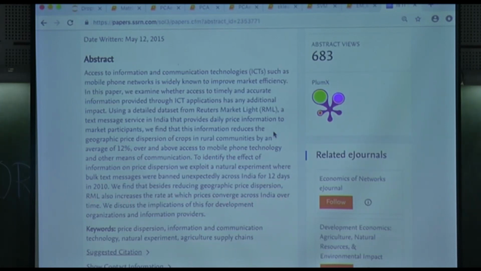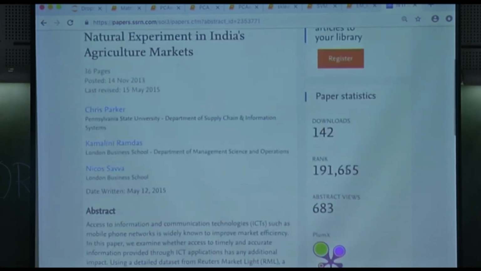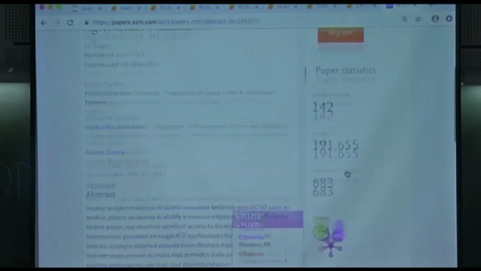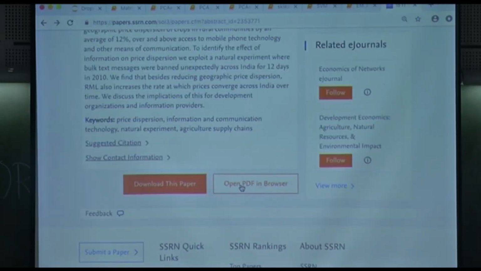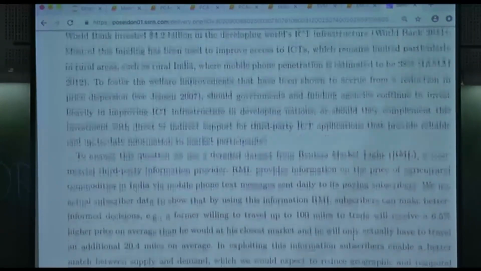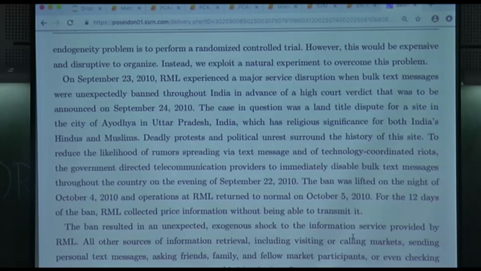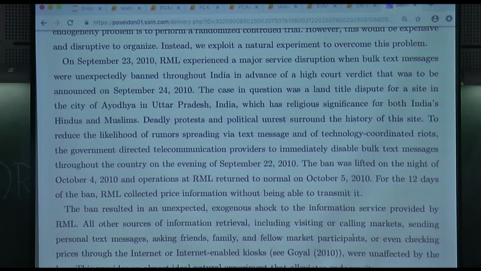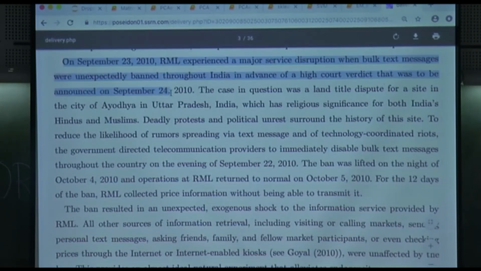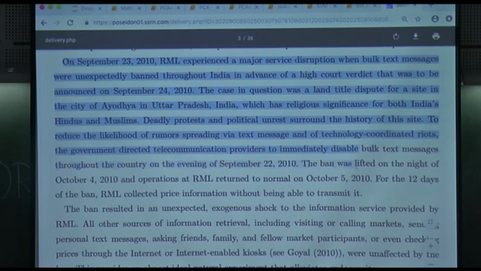So let me show you this paper, because it's actually, I don't want to register. Let's see if I can get you that paper. I don't remember what it is, but it was a fascinating thing when I read. So the event was the Ayodhya verdict. Ah, that was it? 2010, Allahabad court's verdict. Yes, you're right. So that's where it says here. So bulk messages were suspended during that period. Yes. Due to the verdict.